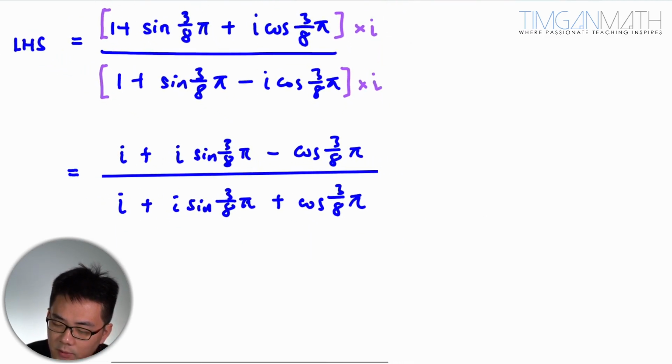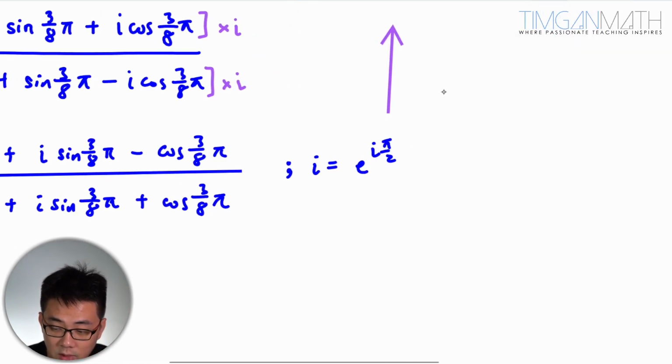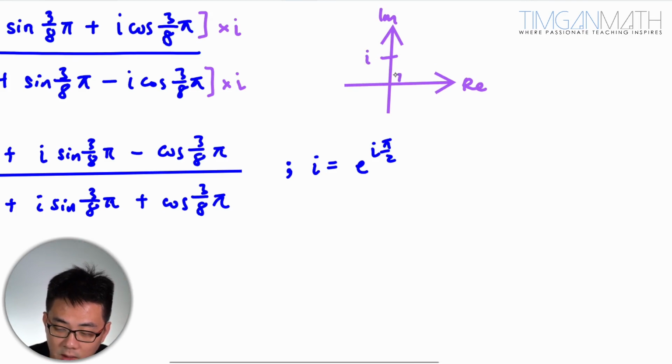Okay, great. Now a few things. We know that i is actually e^(iπ/2). Make sure you know this already at this juncture. If you're not sure, please revise. Basically, on the imaginary and real axes, this is your i here, so the argument is pi over 2 and the length is 1, so it's e^(iπ/2).